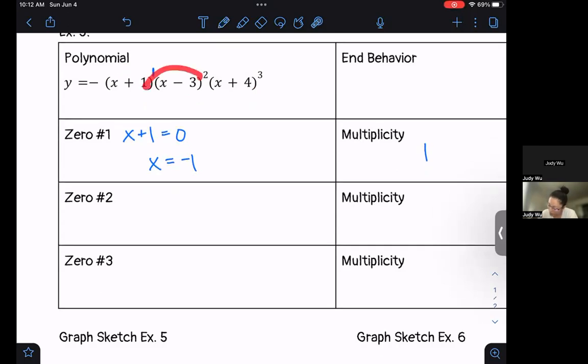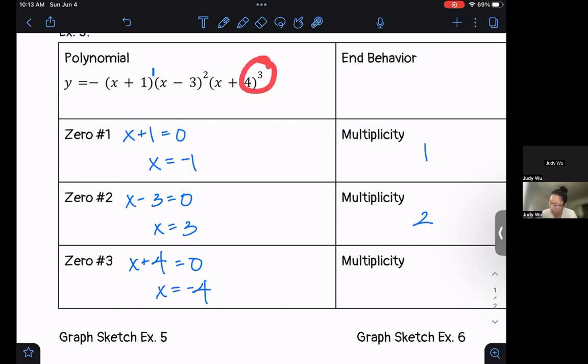What about the second 0? So x minus 3 equals 0. We solve, we get x equals 3 as another 0. But this time, the multiplicity is 2. And last but not least, I've got x plus 4 as a factor. And when I set that equal to 0 and solve, I get x equals -4 as a 0 with a multiplicity of 3.